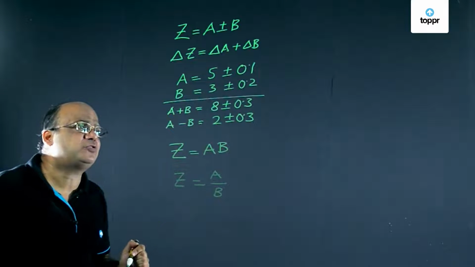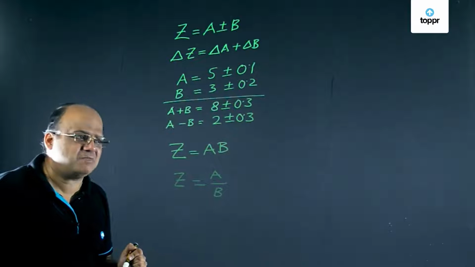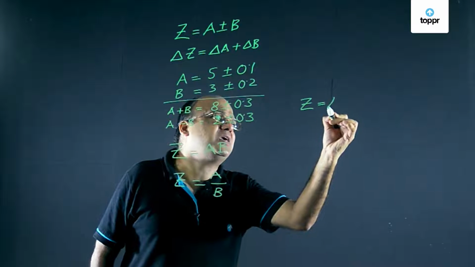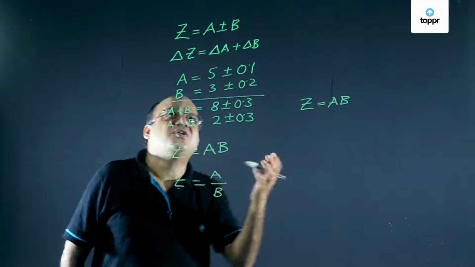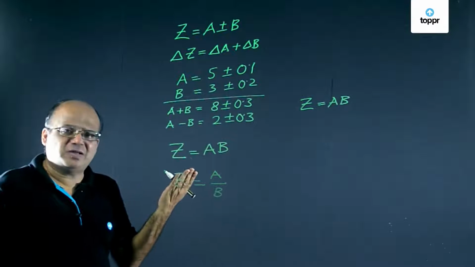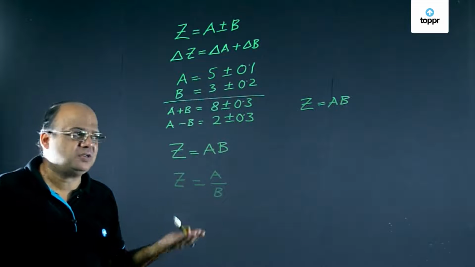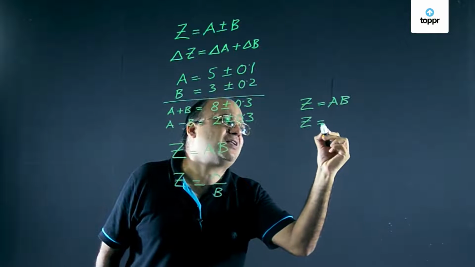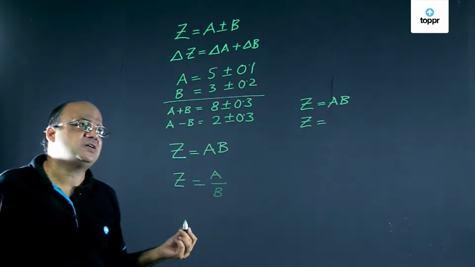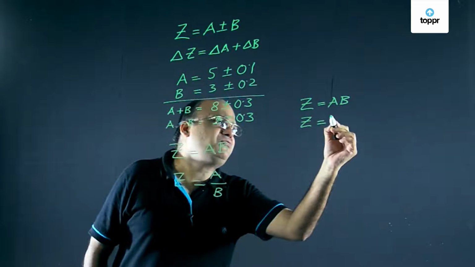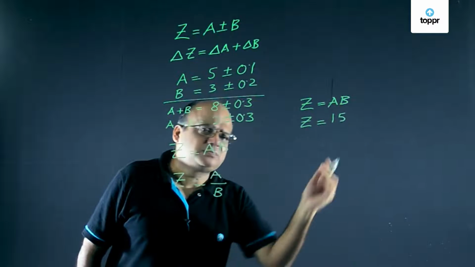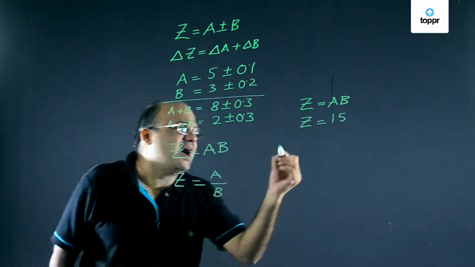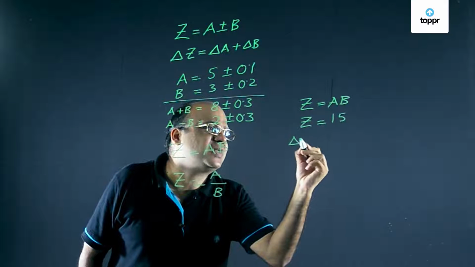Suppose you want to multiply those two numbers, A and B. So what do you get? Z equal to AB. So we multiply A and B, simple mathematical operation. We do the multiplication without bothering about errors. So what do you get? 5 into 3, 15. Now how to find the error in Z? Now fractional errors will get added.